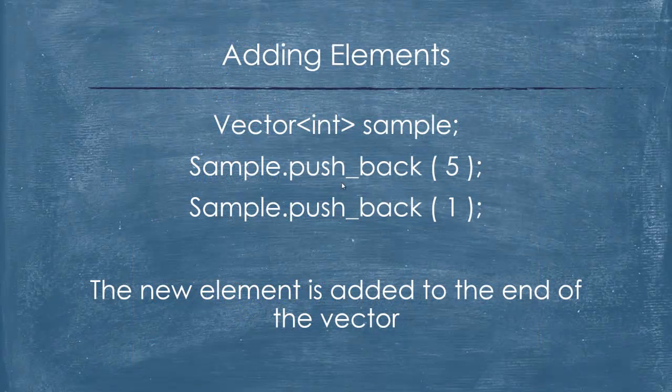All right, so to add elements, I create a vector. Vector is going to be integer, and it's going to be called sample. So sample, push_back, add 5. Sample, push_back, add 1. Remember, the new element is added to the end of the vector. So if I have 5 elements, 0 through 4, the next one I pop in is going to be position 5, and then position 6, position 7. So it doesn't start adding at 0.